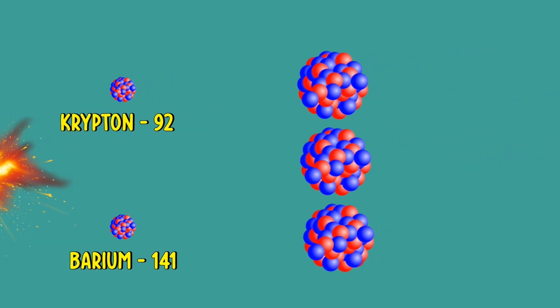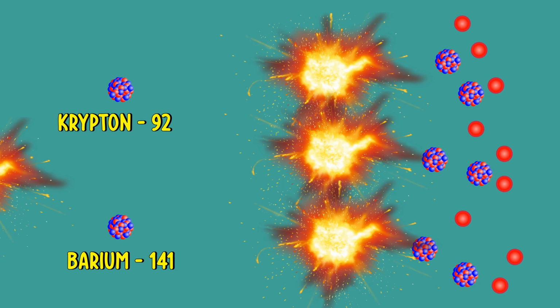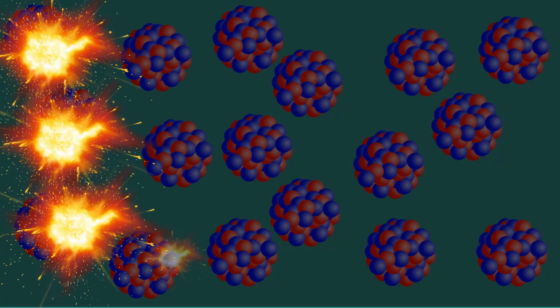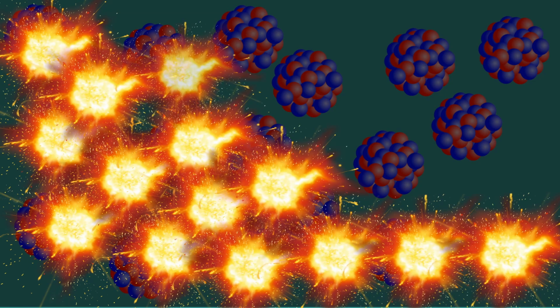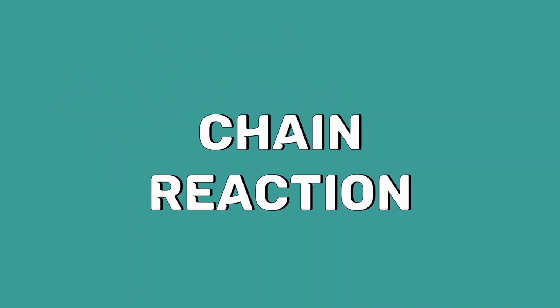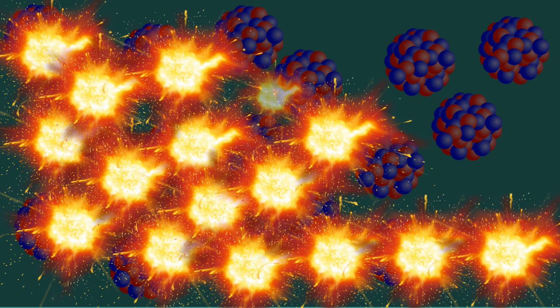These free neutrons split some more atoms, which in turn release more neutrons. This process continues again and again throughout the reaction material. This is called the chain reaction. An enormous amount of heat is released during this chain reaction.